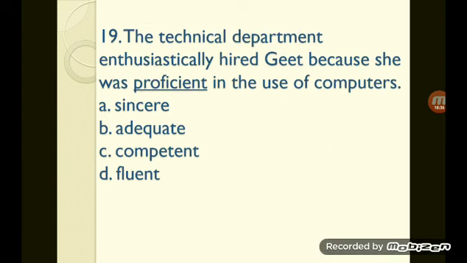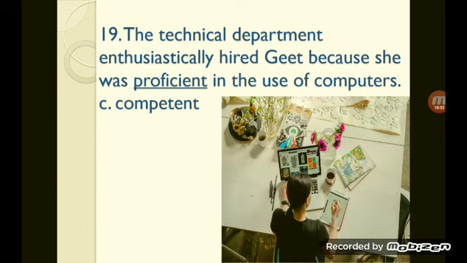Sentence number 19. The technical department enthusiastically hired Geet because she was proficient in the use of computers. So proficient is competent. Skillful or skilled in the use of computers.